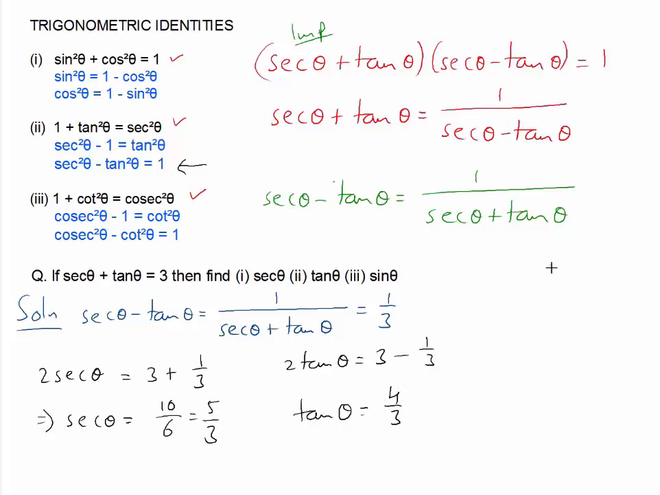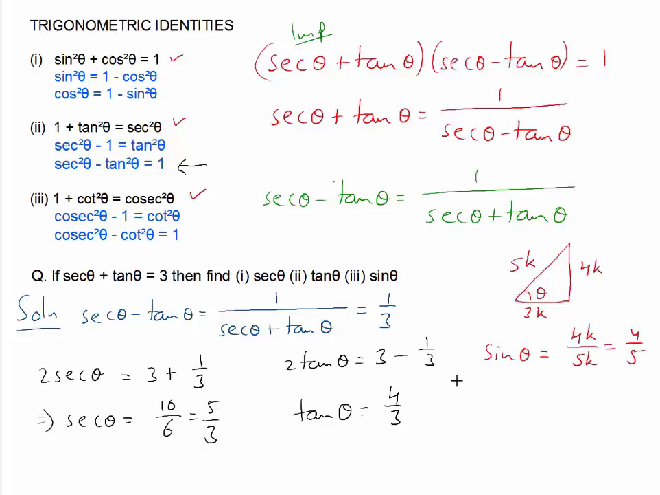Now to find sin theta, we will make a triangle and we will write the ratios. So if tan theta is 4 by 3, we can write this as 4k and this is 3k. Using the Pythagoras theorem, this would become 5k. So therefore sin theta would become equals to 4k by 5k, so that would be equals to 4 by 5.